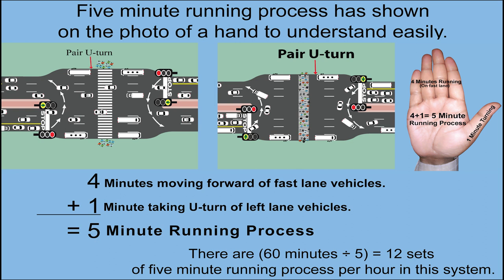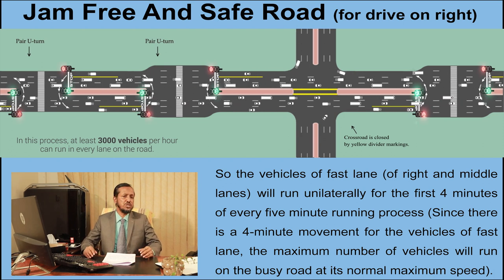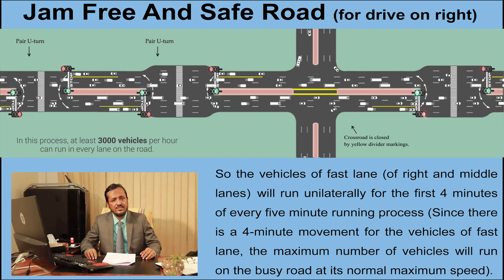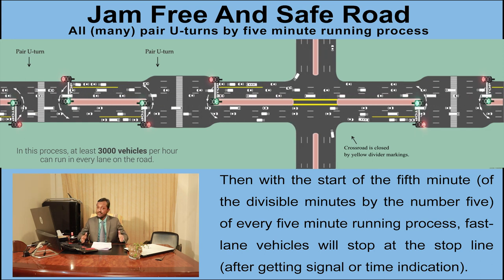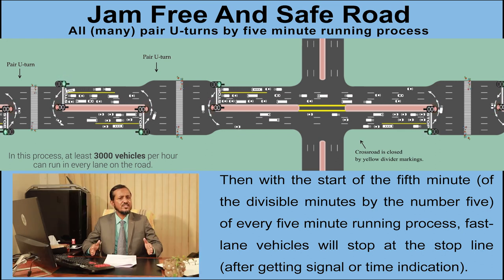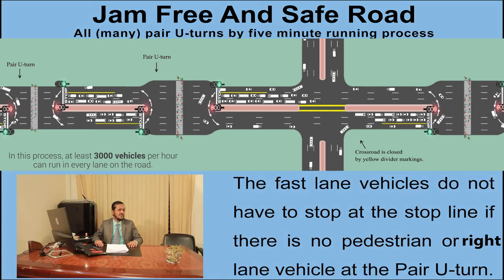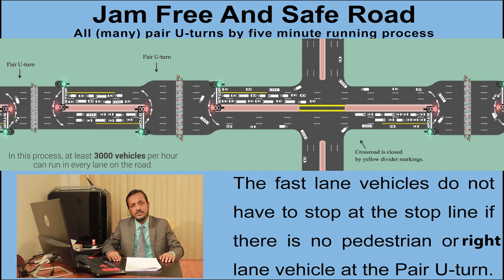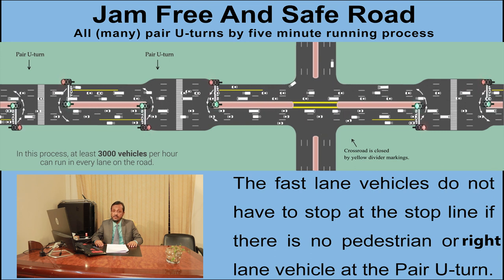There are 12 sets of 5-minute running process per hour in this system. So the vehicles of the first lane will run unilaterally for the first 4 minutes of every 5-minute running process. Then with the start of the 5th minute, first lane vehicles will stop at the stop line. The first lane vehicles do not have to stop at the stop line if there are no pedestrians or right lane vehicles at the pair U-turn.